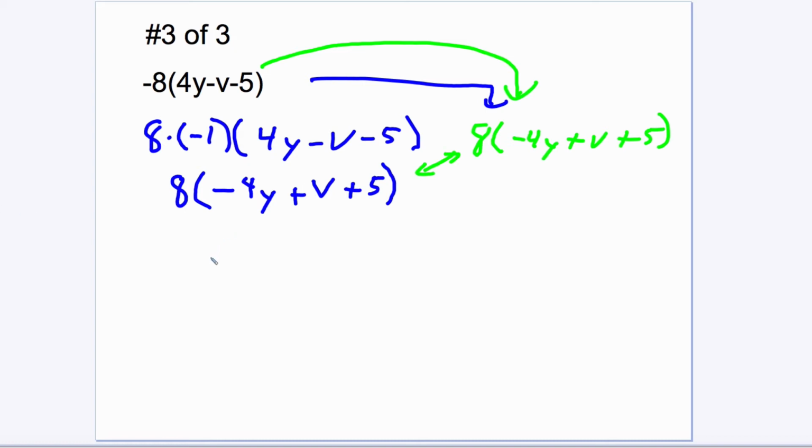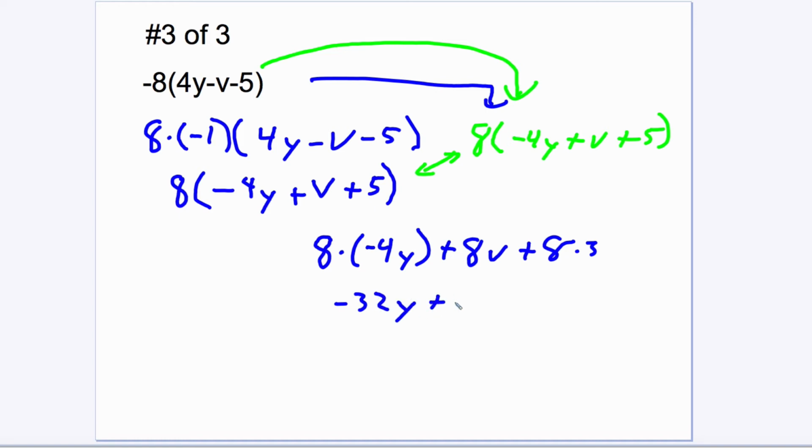Now that you have the negative multiplied through, I'm going to write this in the middle here. You can just take your 8 times negative 4y plus 8 times v plus 8 times 5. 8 times negative 4, negative 32y plus 8v plus, looks like a 3, so I'll go back and correct that. 8 times 5 is 40.